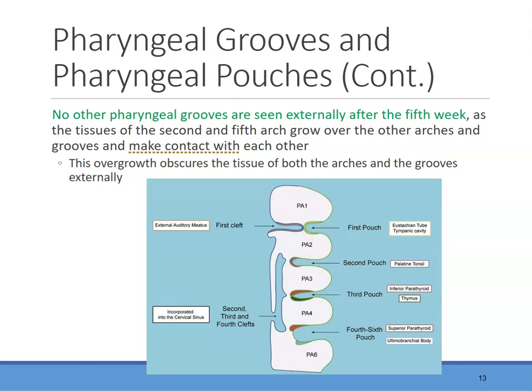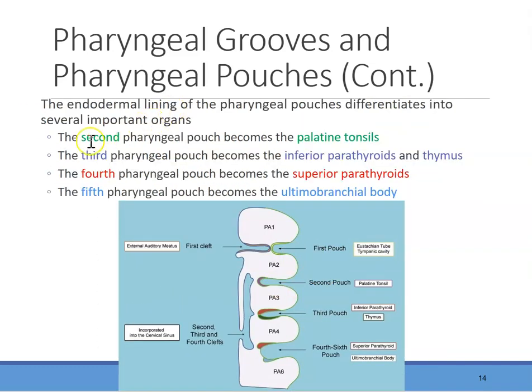The second pouch, let's go to the next slide, makes the tonsils. The third pouch, which is right here, makes the inferior parathyroids and thymus. I'm going to tell you what these mean in a bit. The fourth one makes the superior parathyroid. And then the fifth one makes the ultimobranchial body. All right, let's look at what all these mean, and then we'll look at a memory trick on how you can remember this.